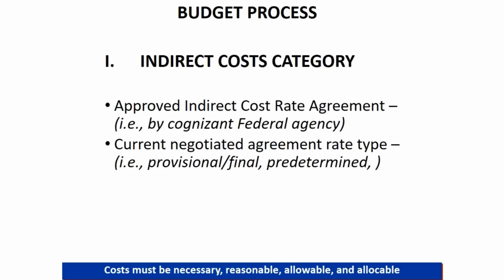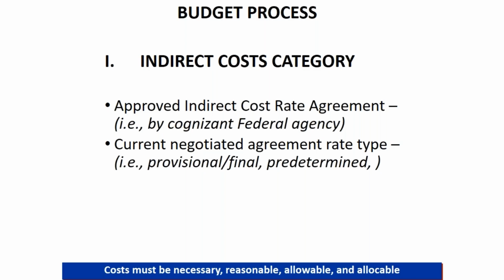The next category is the indirect cost category. If you have an approved indirect cost rate agreement by your cognizant federal agency, then you may be able to include indirect costs in your budget. If your indirect cost rate agreement is current, you want to make sure you attach a copy of your current and approved indirect cost agreement to your budget application.